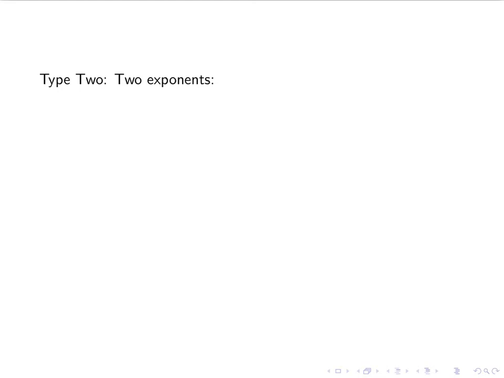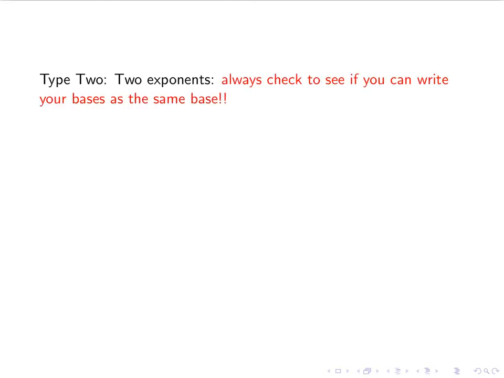Okay, so type 2 is when we have 2 exponents. The first thing you want to check when you have 2 exponents is to see if you can change your bases into the same base. If you can, then the problem is going to be super, super easy compared to kind of difficult if you can't do it.